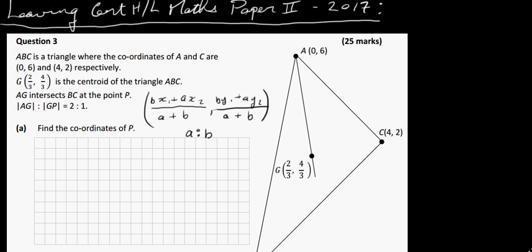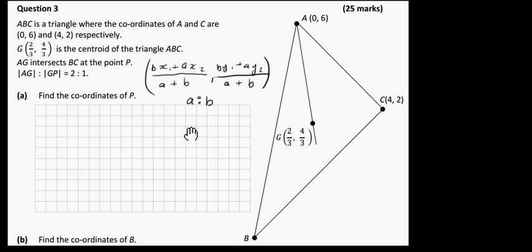Okay, so in this video I'm going to look at the Leaving Cert Higher Level Maths Paper 2, 2017, and I'm going to have a look at questions 3 and 4. So this is question 3 here. Question 3 involves a triangle ABC.